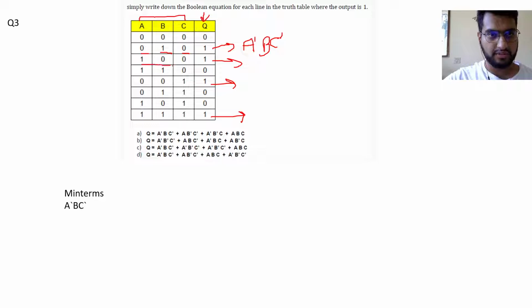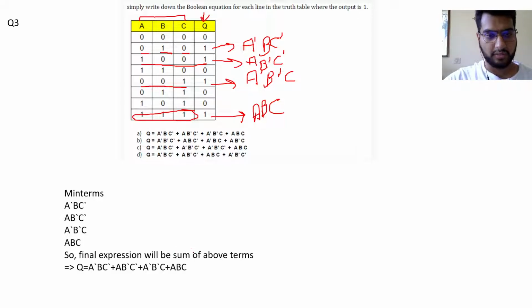Then we have this condition where A is 1, B is 0 and C is 0, so it will be A B dash C dash. Then we have the third condition where A is 0, B is 0, and C is 1, so it will be A dash B dash C. Then the final condition where all variables A, B, and C are 1, so it will be A B C. The final expression will be the sum of the above terms, that is Q is equal to A dash B C dash plus A B dash C dash plus A dash B dash C plus A B C.